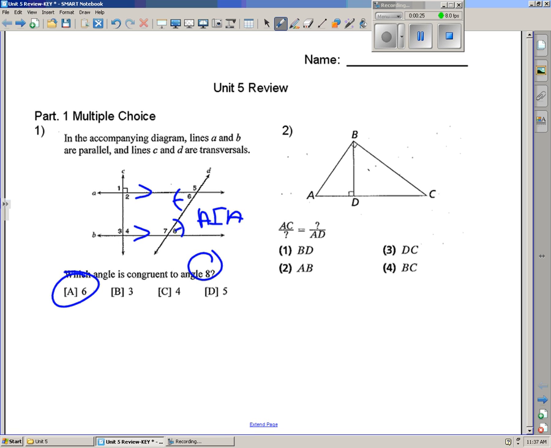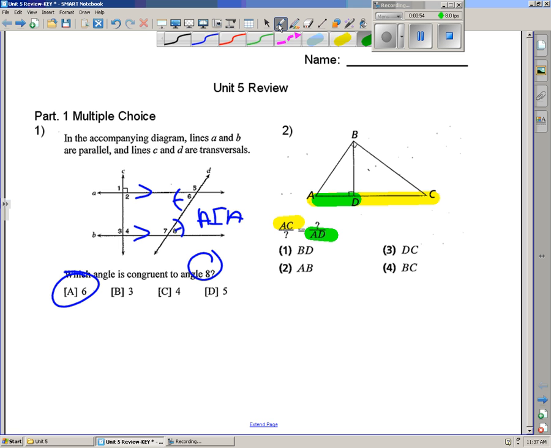On the second one, I'm looking for mean proportionals. I've got one of those geometric means and extremes problems where AC is this whole piece, and AD is this part of that piece, which basically says I've got an entire hypotenuse and then a part of that hypotenuse. So which side would actually complete both of those triangles?